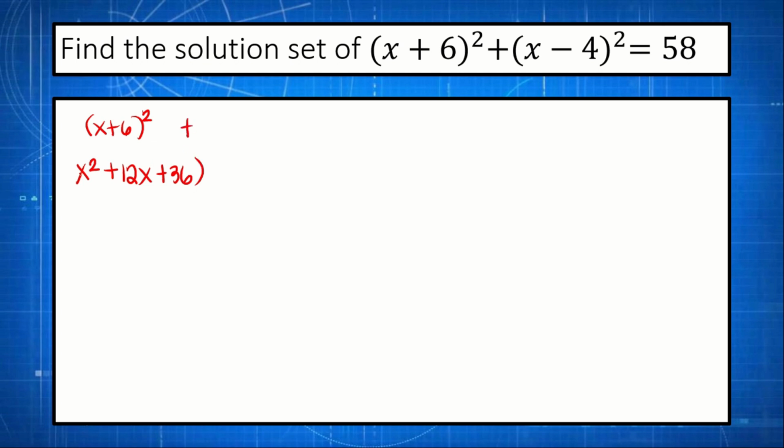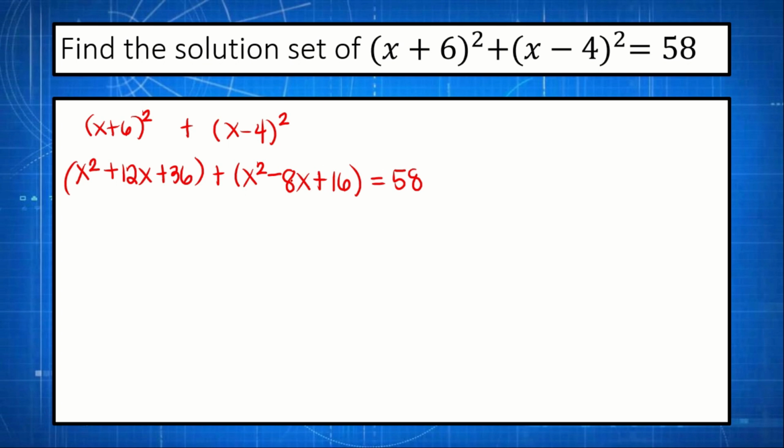Plus, we have the quantity x minus 4 squared. So that's simply x times x, we have x squared. x times negative 4, we have negative 4x times 2, we have negative 8x. And square of our last term, we have plus 16 is equal to 58.